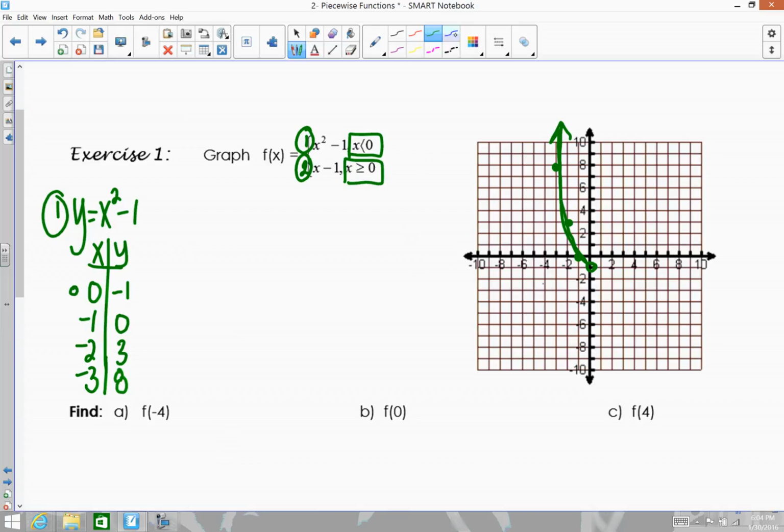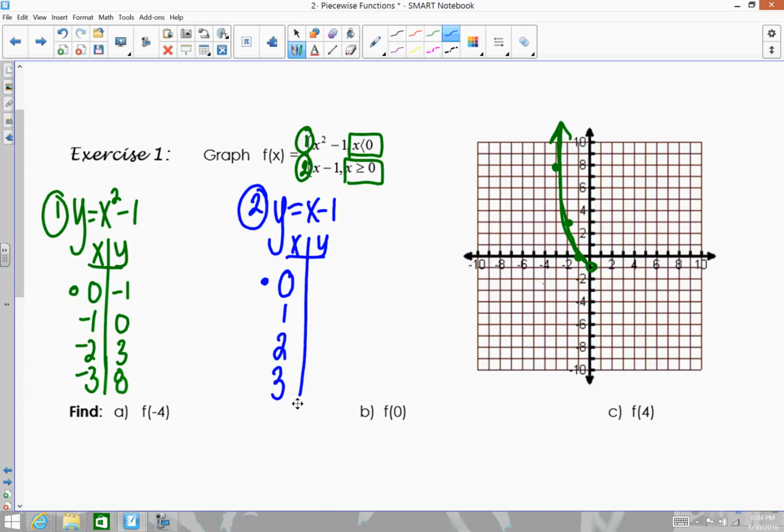And then for this number 2, we have y equals x minus 1. We're starting at 0 again. That's our boundary value. We're going to use a solid circle because x can be greater than or equal to 0. So then I want numbers greater than 0, and we plug them in. So 0 minus 1 is negative 1. 1 minus 1 is 0. 2 minus 1 is 1. 3 minus 1 is 2.